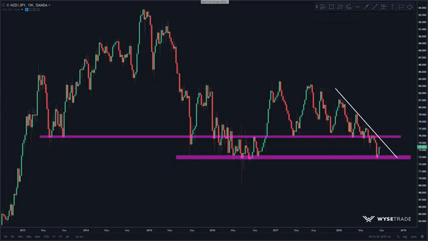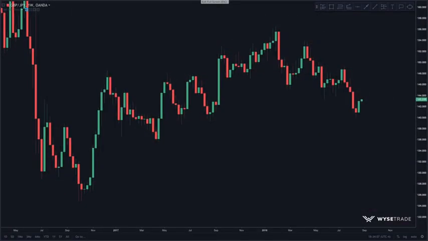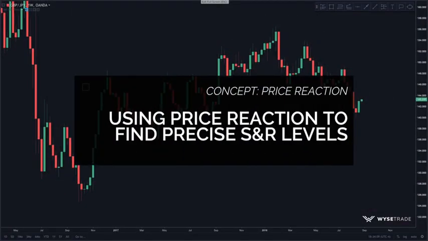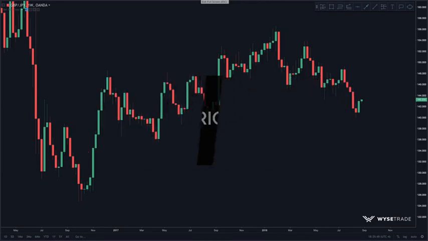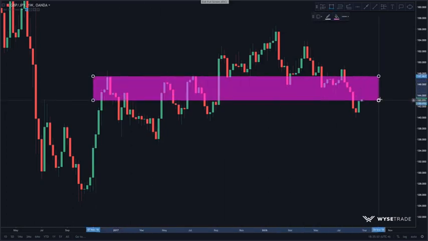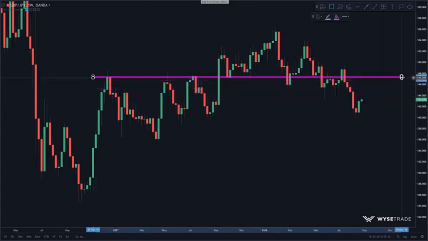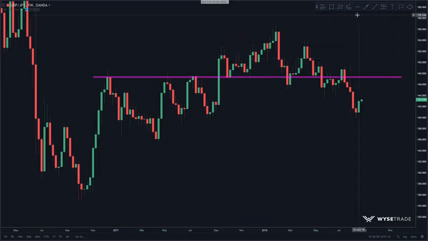So let's jump to the pound yen to discuss an advanced price action technique to help gauge support and resistance levels. We use this price action technique to gauge where a level is through how candlesticks react as they approach a zone or level. We call this price reaction. So here in the pound yen, we have a zone here and a zone here.